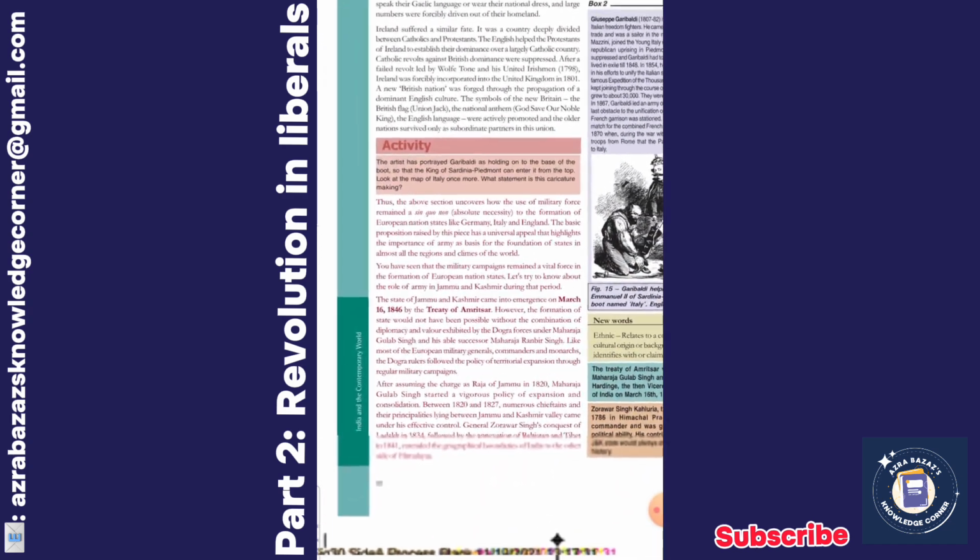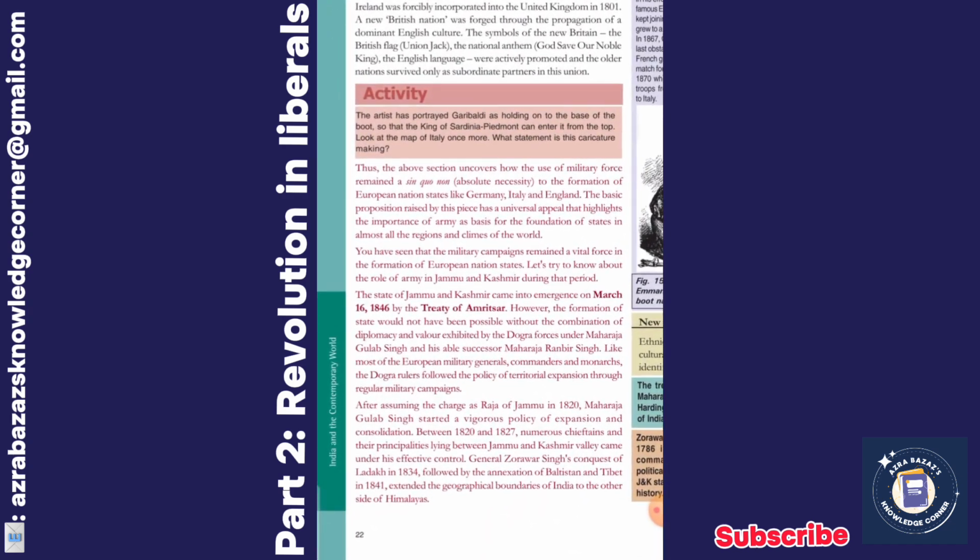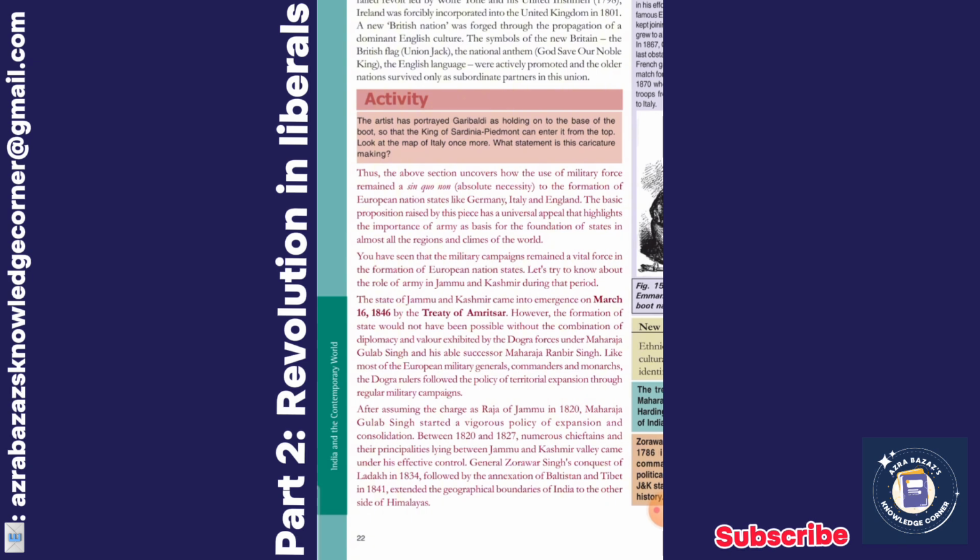Same thing about Kashmir also. Kashmir came into being by the Treaty of Amritsar on March 16th, 1846. But the Dogra Maharaja Gulab Singh and his successor Maharaja Ranbir Singh, through diplomacy and through war, brought about the formation of Jammu and Kashmir.